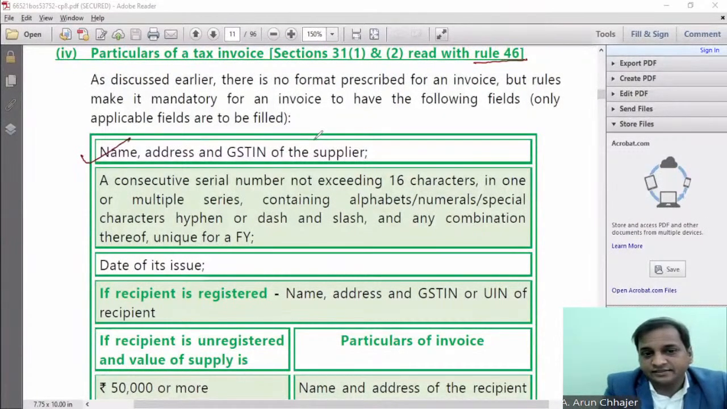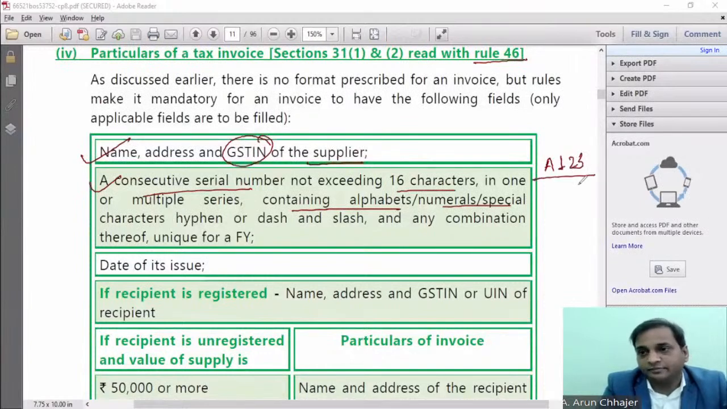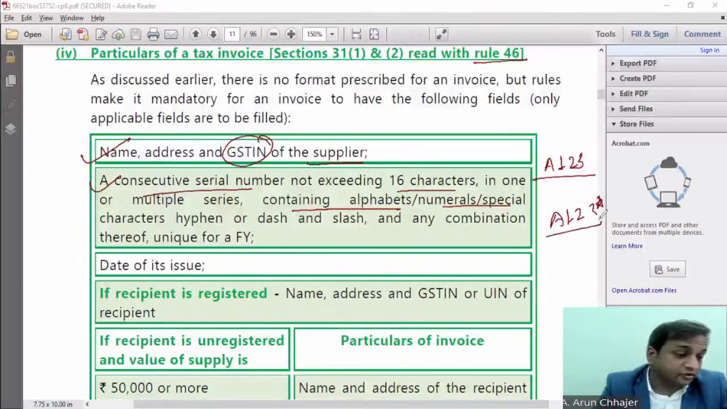Name, address and GST number of the supplier. A consecutive serial number not exceeding 16 characters. It can be in multiple series containing alphabetical, numerical or special characters. For example, A123 as the invoice number, is it okay? Yes, no problem. But A123 star, is it okay? The answer is no, not okay.